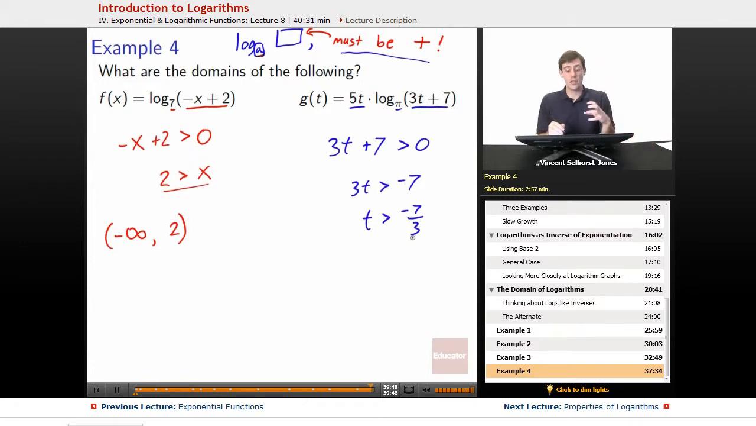So t starts at negative 7/3, but is not able to include negative 7/3. So it starts just above negative 7/3 and can go anywhere larger, so it can go all the way out to positive infinity. So we've got negative 7/3 shown with a parenthesis because we can't actually include negative 7/3. We can just get arbitrarily close to it, going all the way out to positive infinity. And there are our two domains.